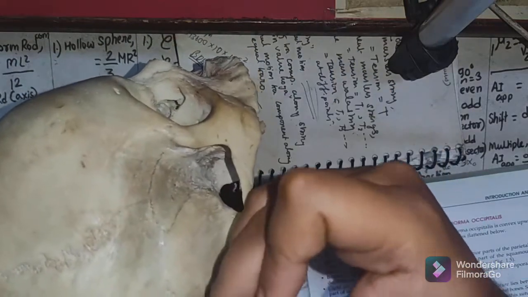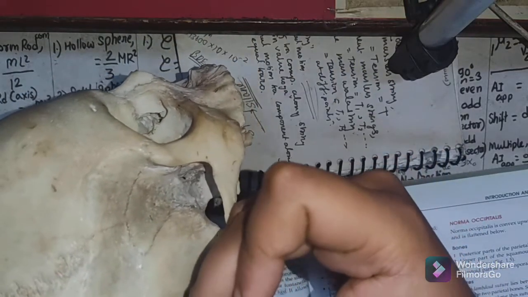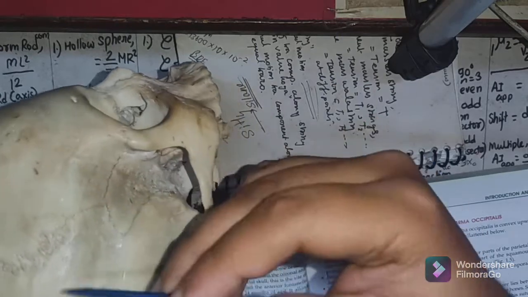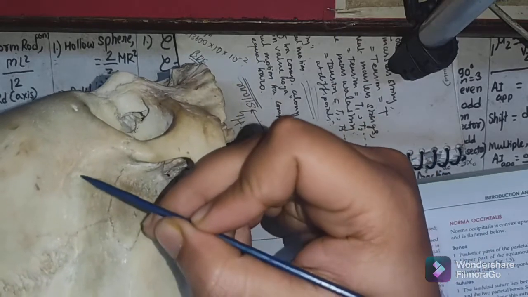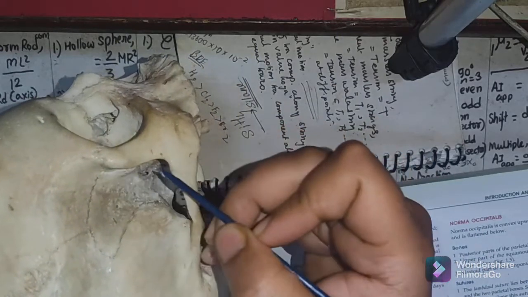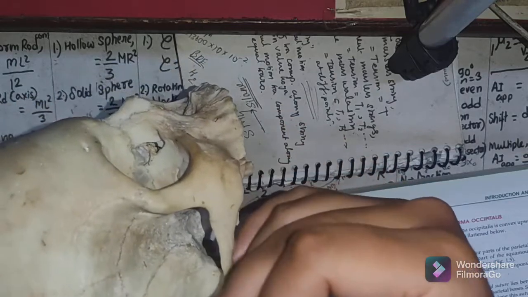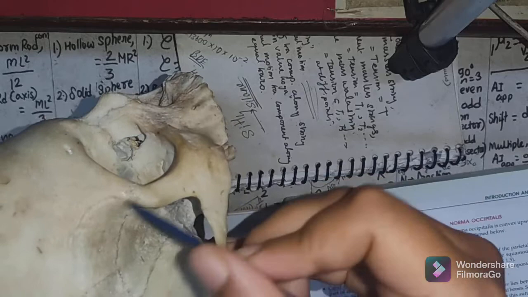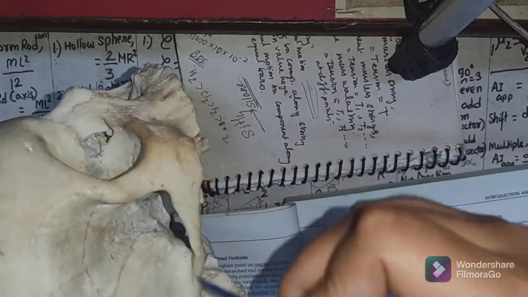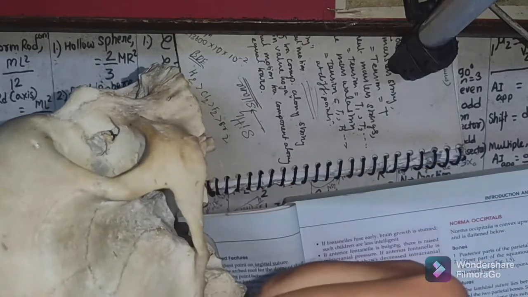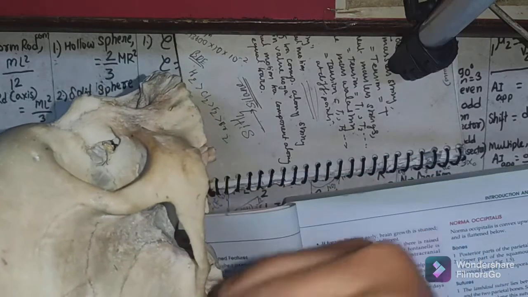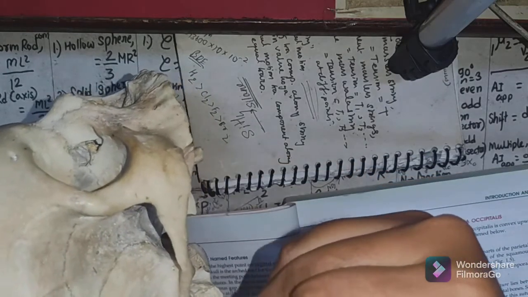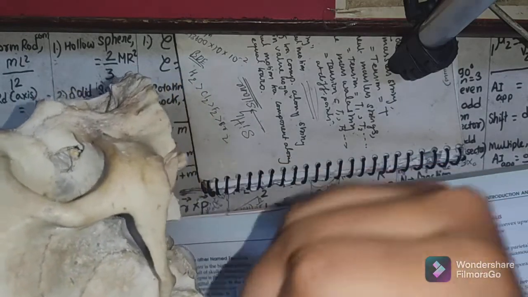The inferior temporal line, however, continues downwards and forwards. See, this inferior temporal line is continuing downwards and forwards with the zygomatic arch. Now it's coming to the zygomatic arch. So this is the zygomatic arch and it's joining it. See, this is the superior temporal line, this is the inferior temporal line, joining the zygomatic arch.